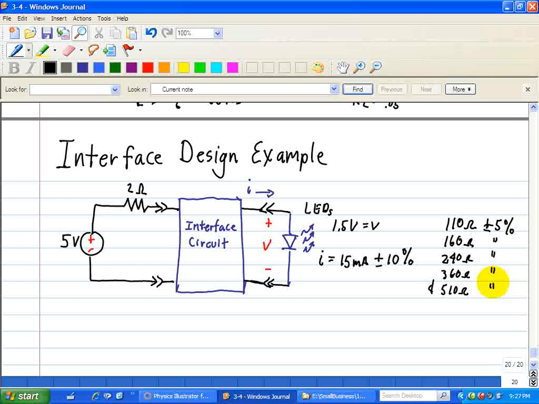So that's the design example. Again, we need to design an interface circuit so that the LED current is 15 milliamps plus or minus 10%. So let me highlight that. That's our design goal.